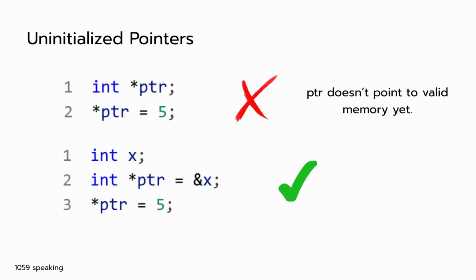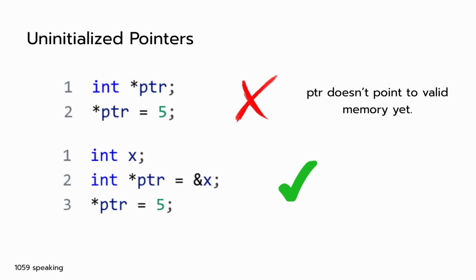We'll start with the first one: uninitialized pointers. In this example, the pointer ptr doesn't point to any valid memory yet. So when you try to assign a value to *ptr, the program doesn't know where to put that value. This can cause random memory access, crashes, or corrupted data.